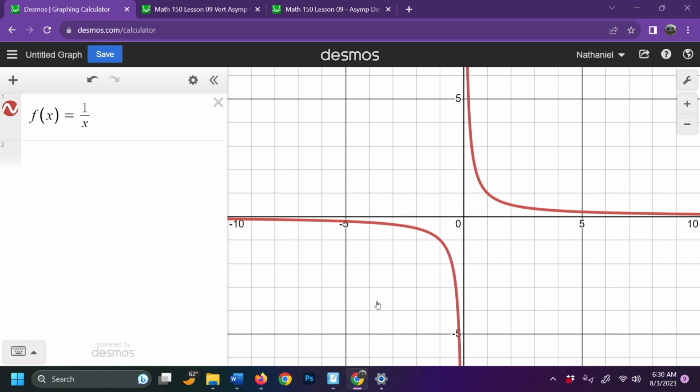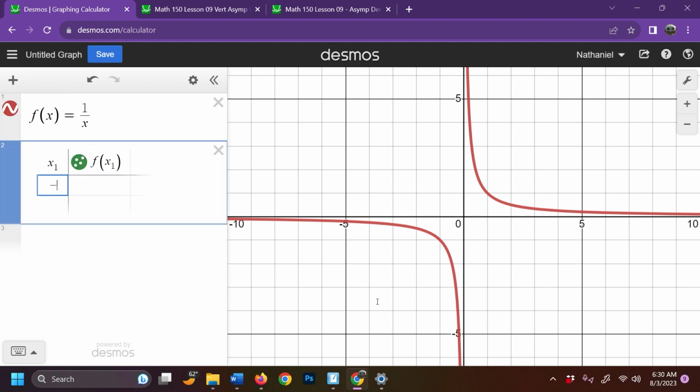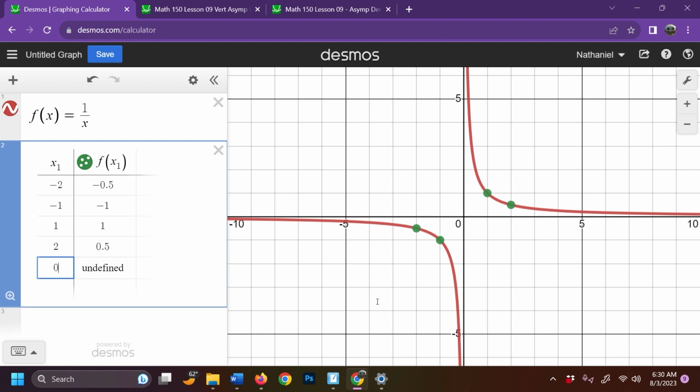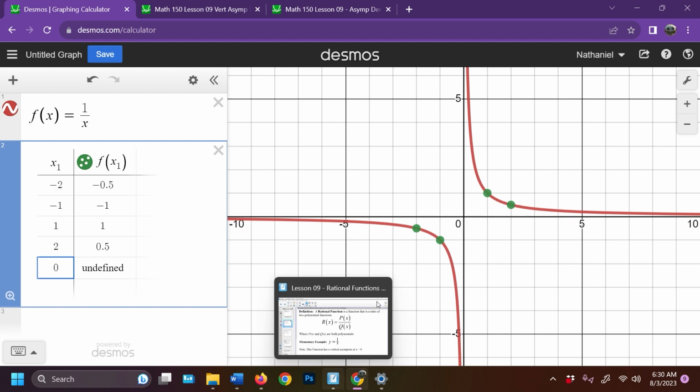And so if we made a table of values, we can plug in numbers like -2, -1, 1, and 2. But when we get to 0, we get an undefined. You cannot plug in 0 because you cannot divide by 0. So when you get an undefined, you have the possibility of having what we're going to call an asymptote. In this case, it is a vertical asymptote. So let's try and define those.